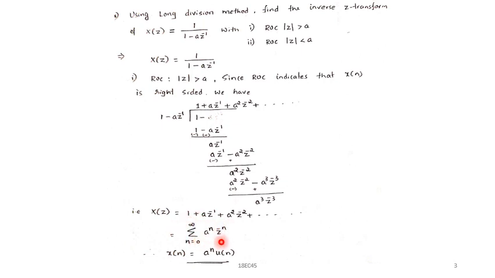Then this equation I'll compare with the standard equation of the z transform, that is x of z is equal to summation n from minus infinity to plus infinity x of n z to the power minus n. And if I compare, this is my x of n. So I'll write x of n is equal to a to the power n, and the lower limit is 0 and the upper limit is infinity, so I'll multiply by u of n. So I'll get the answer as x of n is equal to a to the power n u of n. So this is the answer with ROC mod z greater than a.